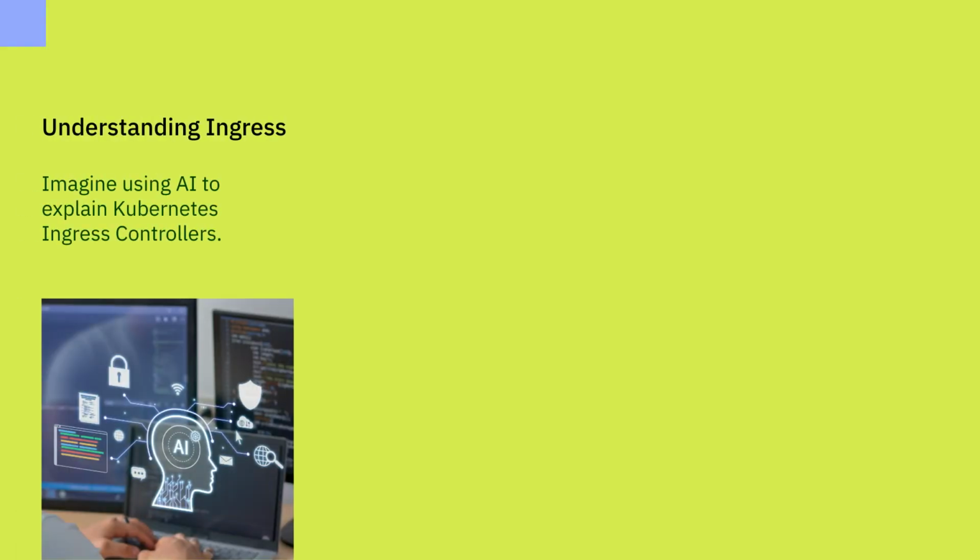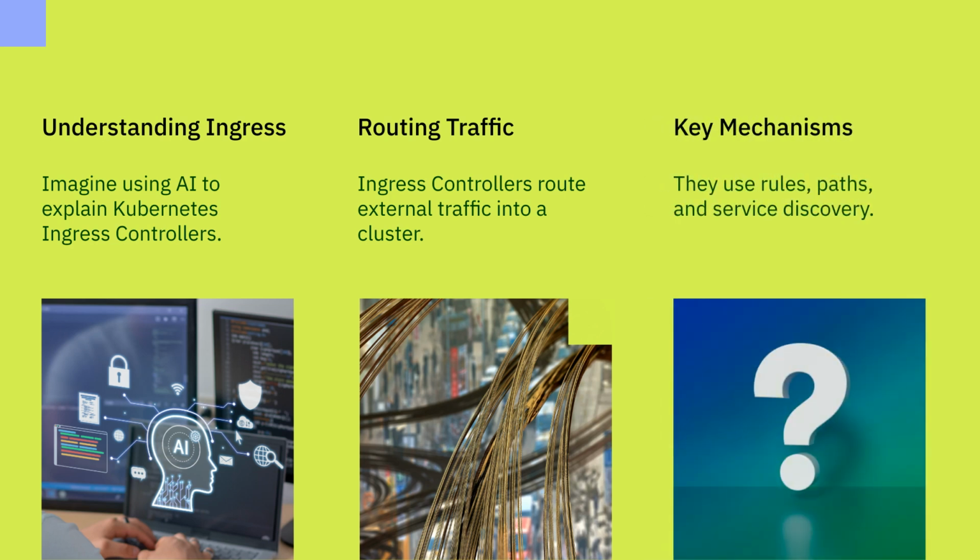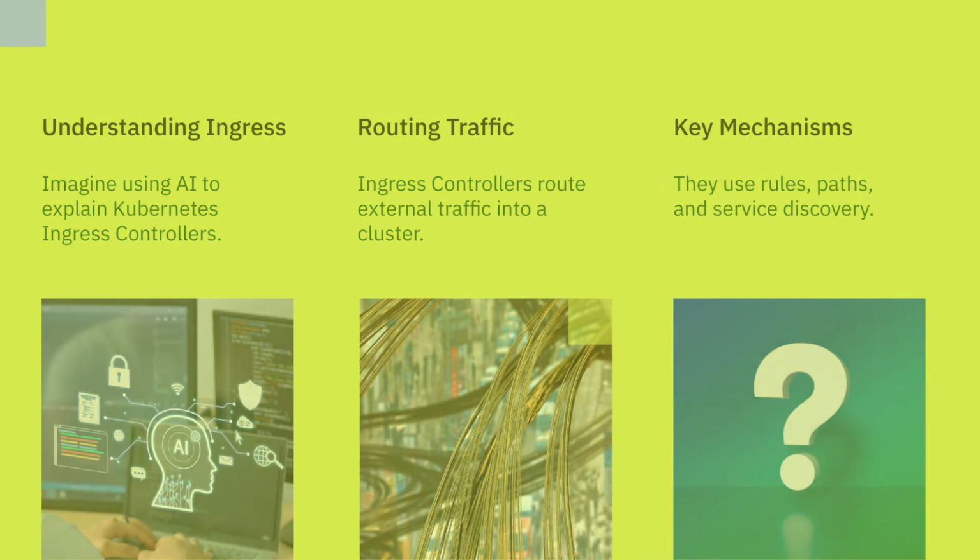Imagine you're using an AI model to generate an explanation of how a Kubernetes ingress controller works. If you start with a broad request like, "Explain Kubernetes ingress controllers in simple terms," the AI will provide a high-level definition, possibly touching on how they route external traffic into a cluster. To refine the response, you might adjust the prompt to say, "Expand on how an ingress controller routes external traffic to services inside a Kubernetes cluster." This encourages the AI to introduce key mechanisms, such as rules, paths, and service discovery.